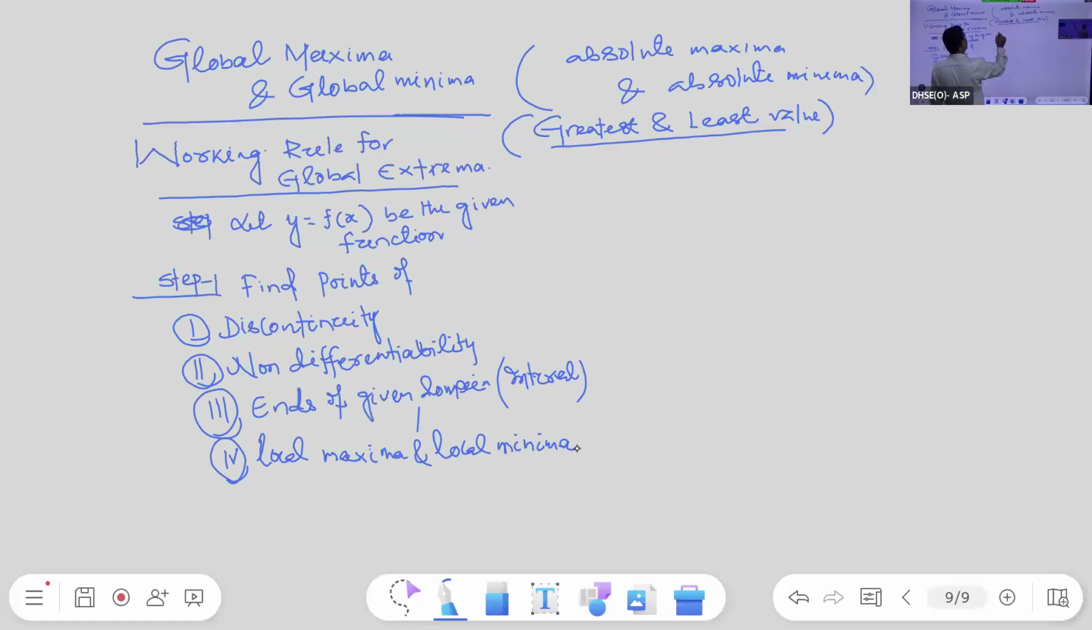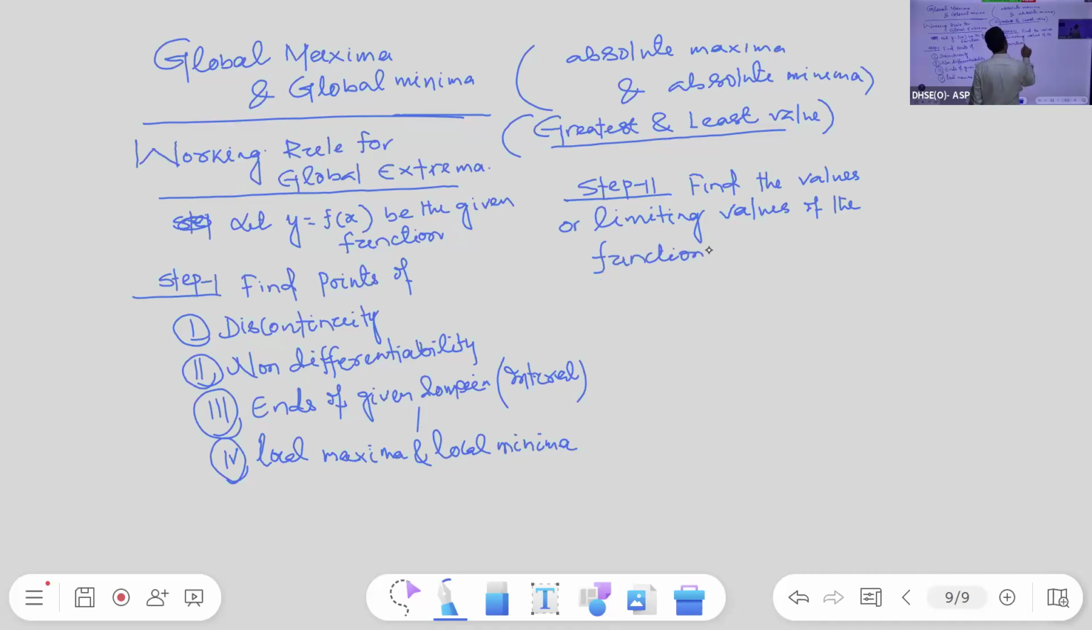Step 2. Find the values or limiting values of the function at the above points.